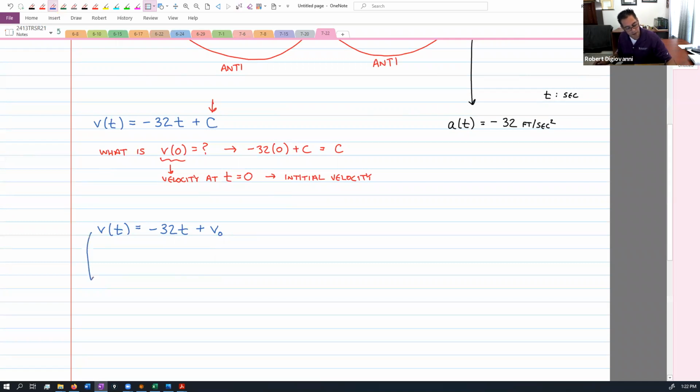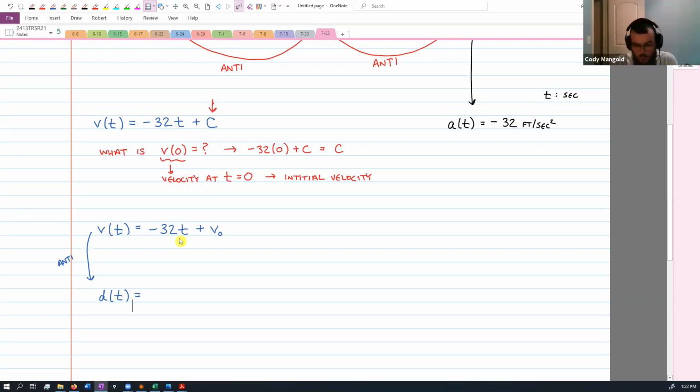Now, let's try and get the position function from this. If we do the antiderivative, for the position function, I've seen it called different things. I'm going to call it D, like distance. D of t would be the antiderivative of this. Be real careful. The antiderivative of negative 32t would be negative 16t squared.